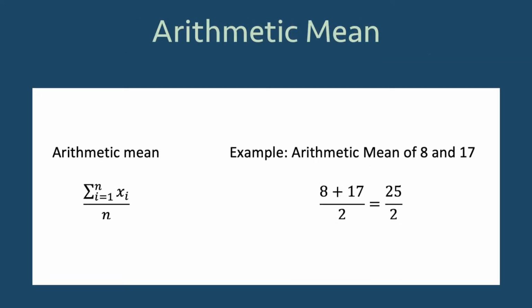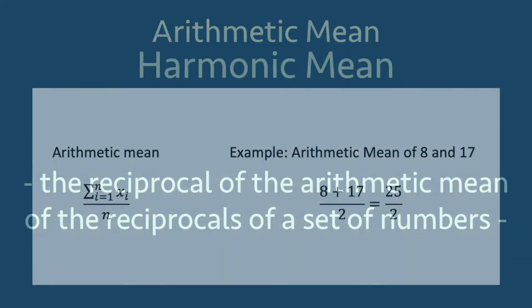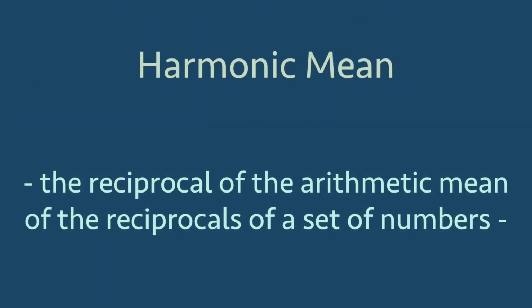You are familiar with the arithmetic mean of a set of numbers, which is found by adding the numbers up and dividing by the amount of numbers you added, but the harmonic mean is the reciprocal of the arithmetic mean of the reciprocals of a set of numbers. That's a bit more complicated, so let's just look at an example.